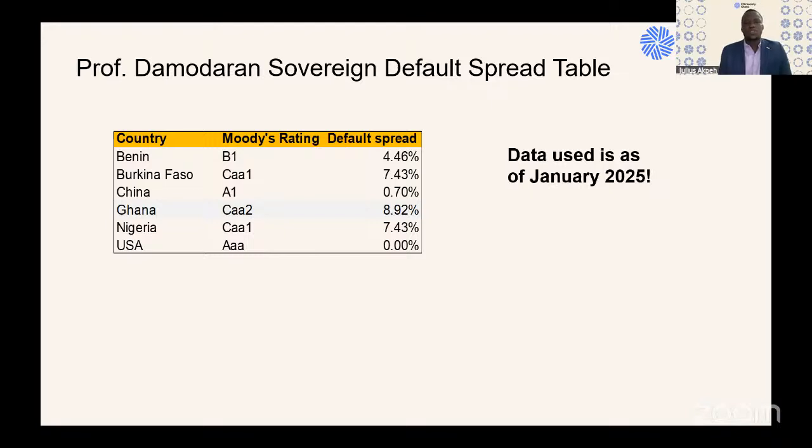Well, this concept of default spread, the sovereign default spread, we're going to explore it further on Monday because when we want to determine the equity risk premium for an investment in an emerging market like Ghana, we need to use the sovereign default spread to account for something called a country risk premium. We will use the sovereign default spread to calculate the country risk premium.